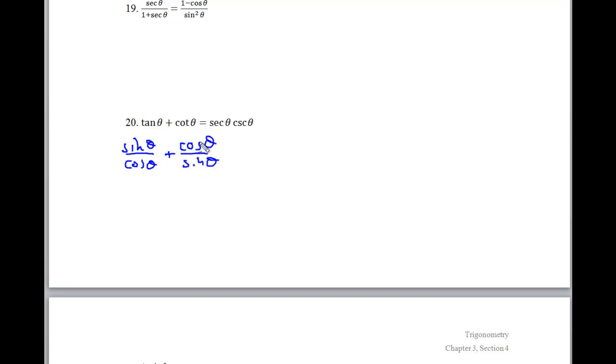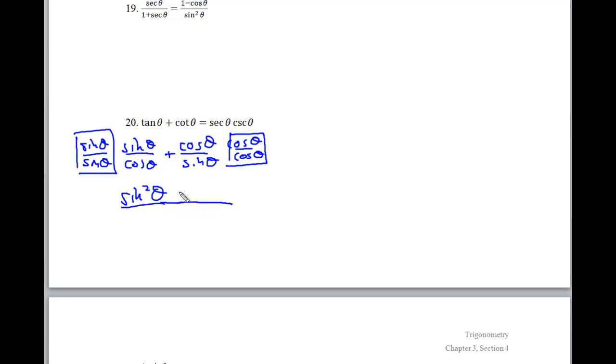Since I've got no other choice, let's just get a common denominator. We'll multiply this one by sine theta over sine theta, and multiply this one by cosine theta over cosine theta. Again, what we're doing is trying to get a common denominator. So this is sine squared theta over sine theta cosine theta, and this is cosine squared theta over sine theta cosine theta. So we have a common denominator, we add our numerators together, and check this out.